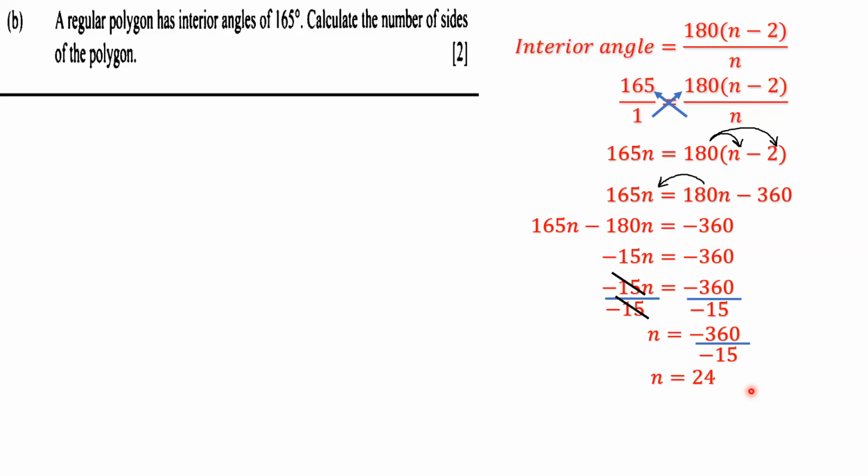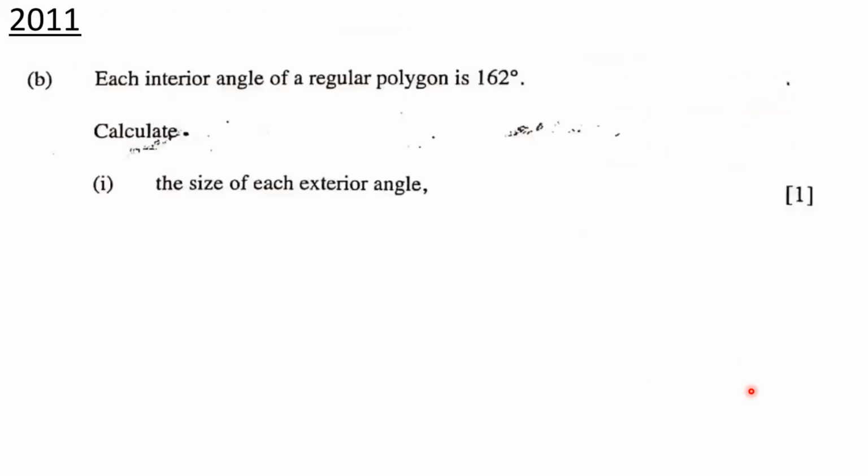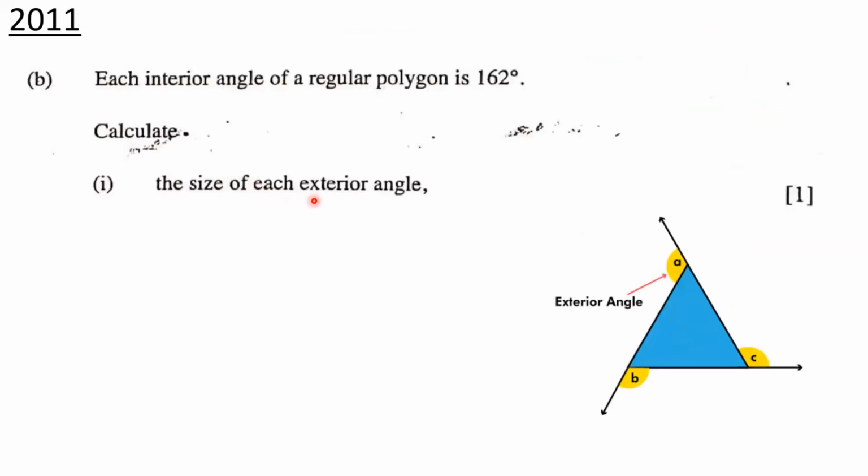All right. Okay, let's move on to the next question. The next question says the following. Each interior angle of a regular polygon is 162 degrees. Calculate the size of each exterior angle. Now, this question we did before. It came in 2023 and also came in 2011. So it's the same question.